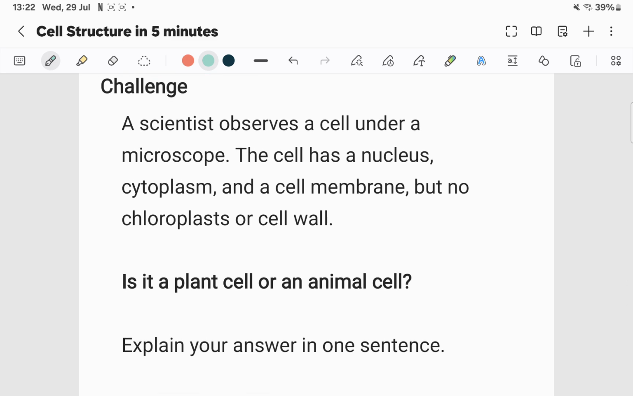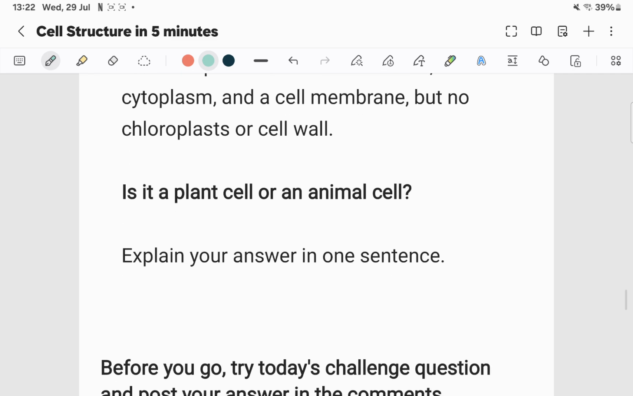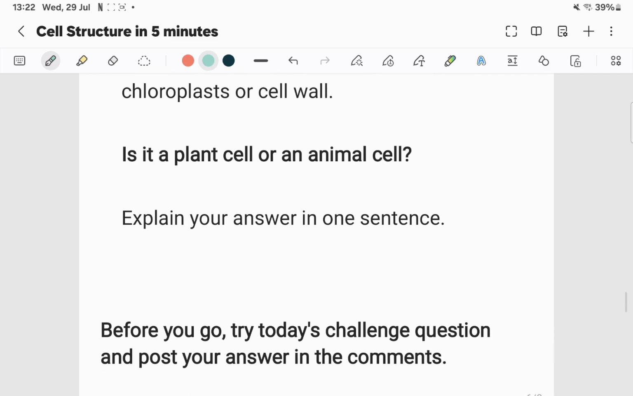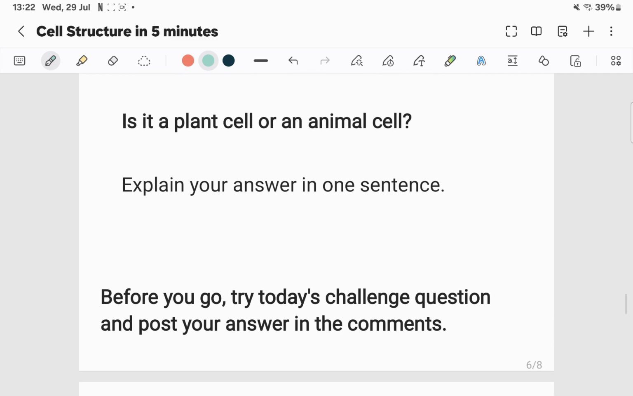So your challenge question for this week: a scientist observes a cell under a microscope. The cell has a nucleus, cytoplasm, and a cell membrane, but no chloroplast or cell wall. Is it a plant cell or an animal cell? You need to explain your answer to this.